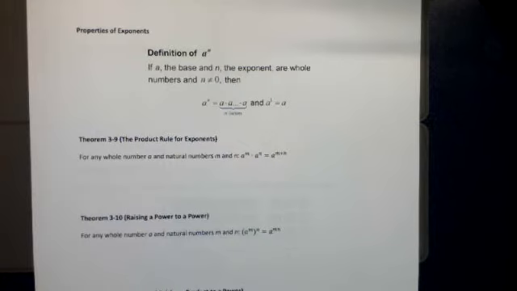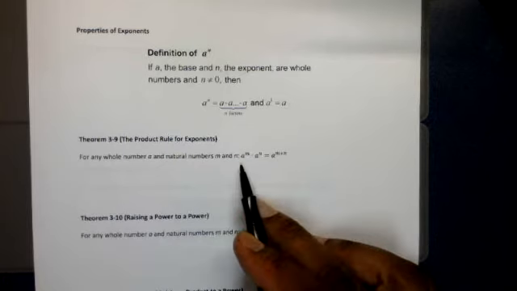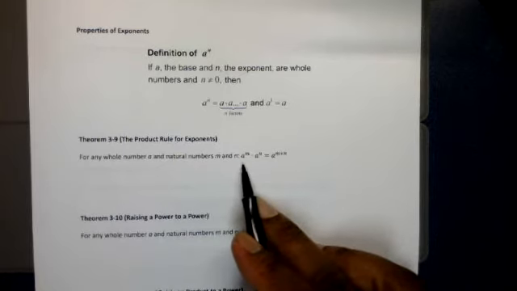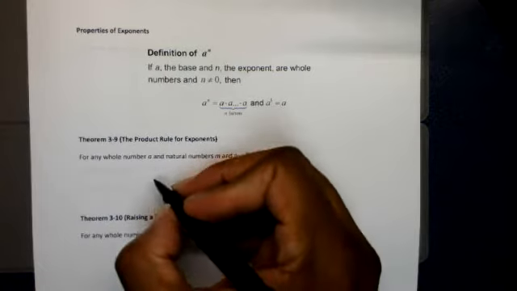Okay. Now here's some other rules for exponents. The product rule for exponents states this: for any whole number a and natural numbers m and n, a to the m times a to the n will be equal to a to the m plus n. If I multiply powers of the same base, I bring over the base and then add the exponents.